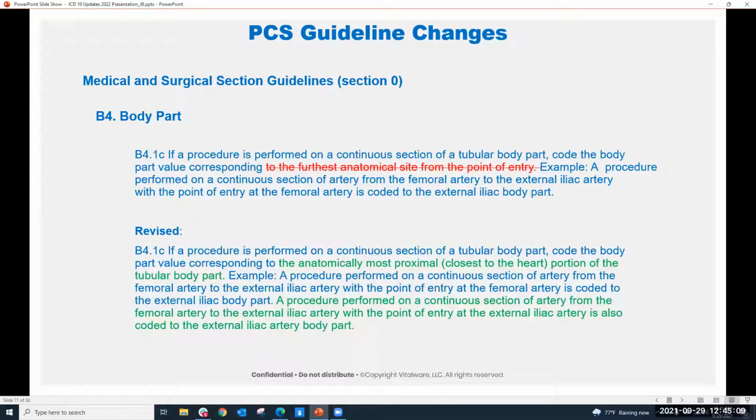Next guideline change, under body part here, if a procedure is performed on a continuous section of a tubular body part, code the body part corresponding to the furthest anatomical point of entry. So they took that out because there was confusion with that statement, and they changed it to the anatomically most proximal, closest to the heart portion of the tubular body part. They also expanded on the example to just really try to make this clear.